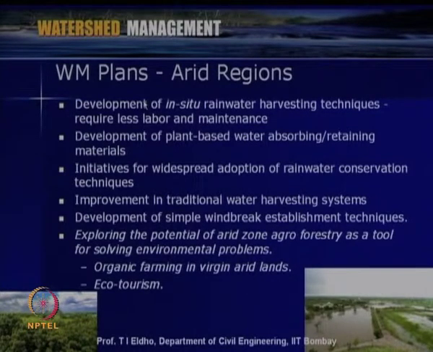Now let us look into what are the possible watershed management plans as far as the arid regions are concerned. As we discussed, the main issues are that the soil is not fertile, so there are land related issues; then the water availability is very, very less, so water related problems are there; then the people's total income is much, much less. So there are so many issues, as we discussed. Within this perspective, how can we go for better watershed management plans? Let us discuss these issues.